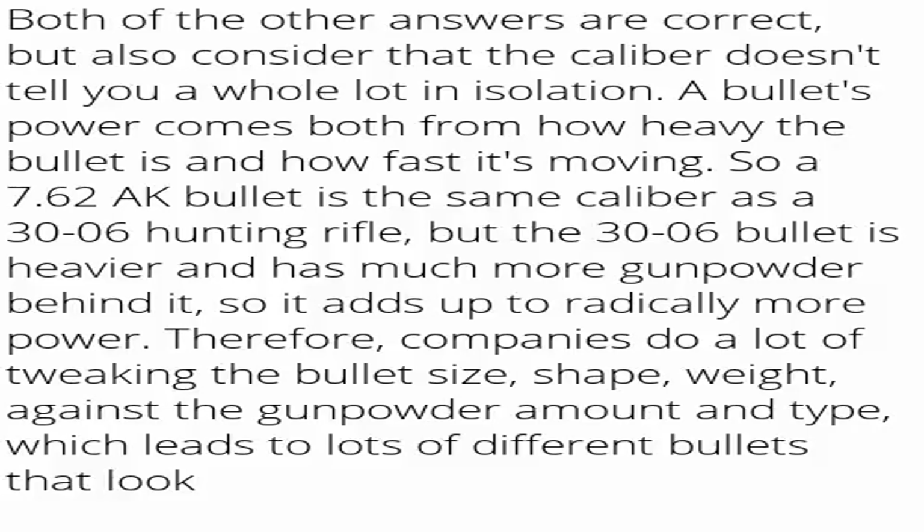Both of the other answers are correct, but also consider that the caliber doesn't tell you a whole lot in isolation. A bullet's power comes both from how heavy the bullet is and how fast it's moving. So a 7.62 AK bullet is the same caliber as a .30-06 hunting rifle. But the .30-06 bullet is heavier and has much more gunpowder behind it. So it adds up to radically more power.